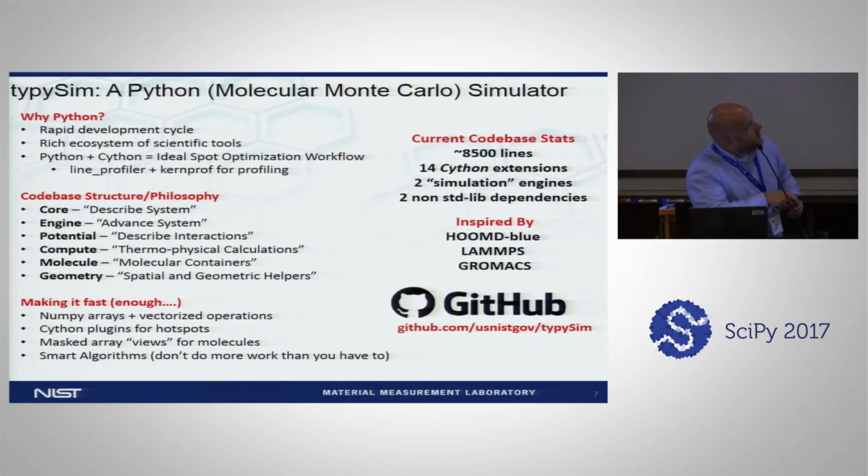development. And so as you can see, TypeISim is a very small code base. It's very young. It's 8,500 lines and 14 Cython extensions. One of the things I'm proud of is that it only has 2 non-standard library dependencies, and that's just NumPy and Cython. And so in terms of installing it and getting it running, it's exceptionally simple. I also want to give a shout out to a number of other molecular dynamics codes that I drew inspiration from. I wouldn't have been able to develop this code if I hadn't worked on or worked with these code bases in the past.